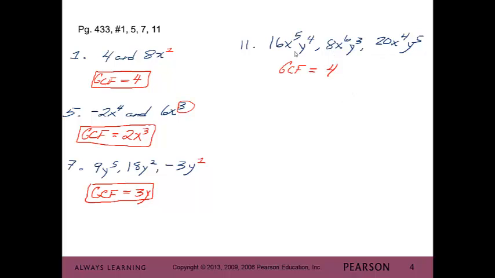Then for each variable, we're going to go through and pick the smaller exponent. So for the x, I have a 5, a 6, and a 4. The smallest will be the 4, so I'm going to write my x to the 4th. And then for the y, the smallest is a 3, so I'm going to write my y to the 3rd power. And my GCF is 4x to the 4th power, y to the 3rd power.